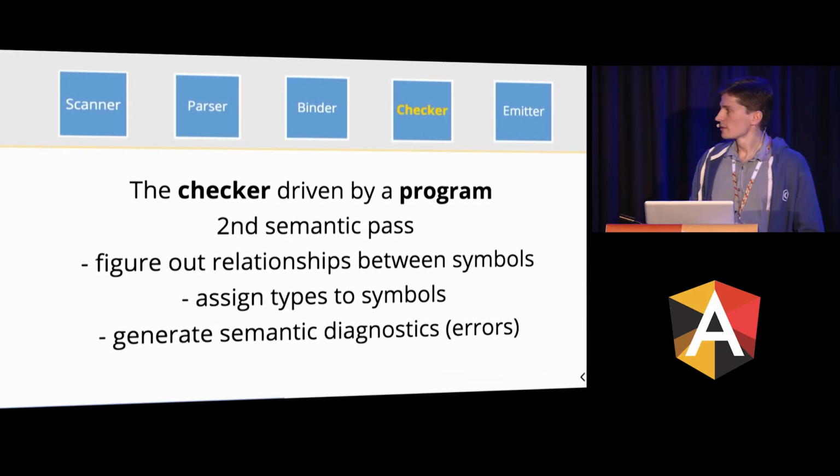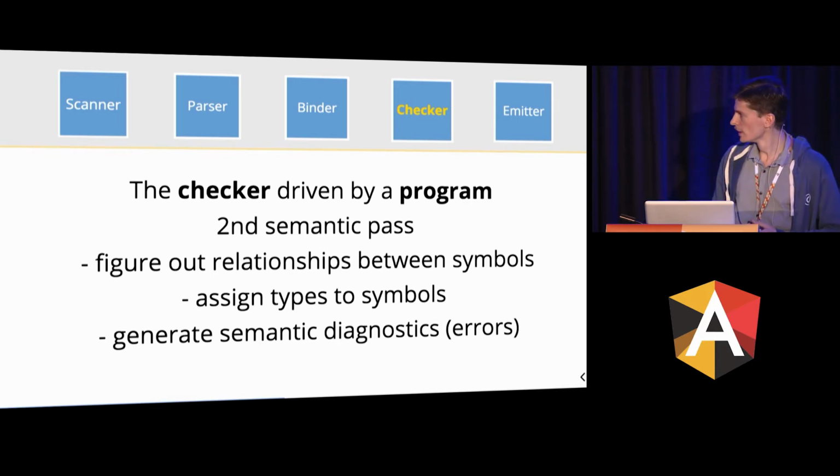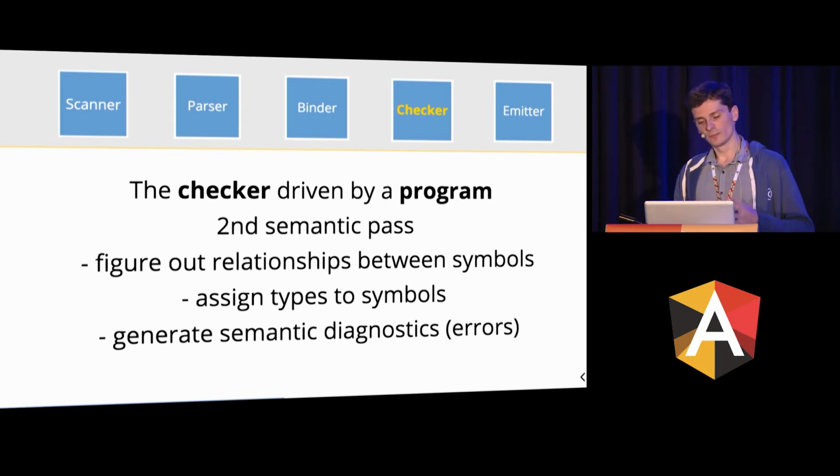The next phase is the checker, which is driven by a program we'll see in the next slide. It is the most important part of the compiler. Its source file in the TypeScript GitHub repository is around 2 megabytes, so very, very huge. It does the most important part by doing the semantic pass and figuring out relationships between symbols, assigning types, and also doing semantic diagnostics and printing errors if there are any in your code base.